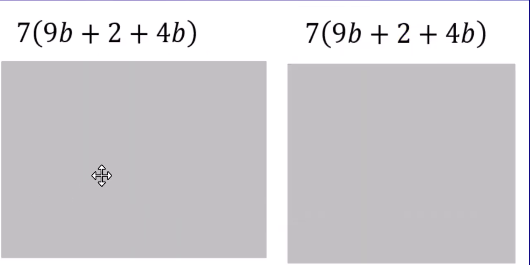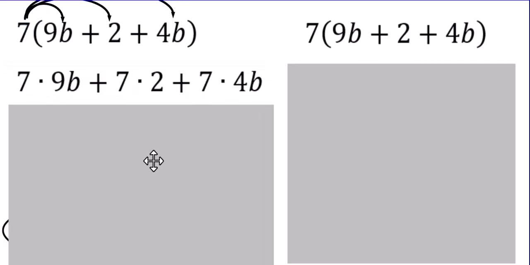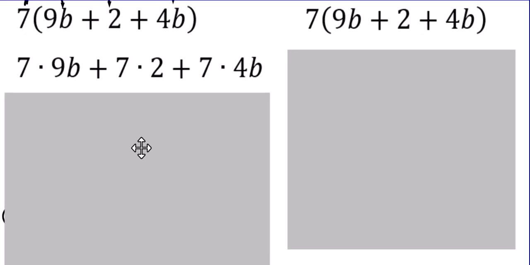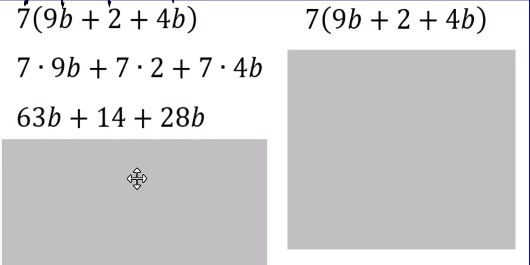Again, for this one, we want to simplify the expression, basically rewrite it without parentheses and combining like terms. So in my first strategy, I chose to distribute first. So we'll do 7 times 9b, 7 times 2, and 7 times 4b. So 7 times 9b plus 7 times 2 plus 7 times 4b. 7 times 9b gets us 63b, 7 times 2 is 14, and 7 times 4b is 28b.